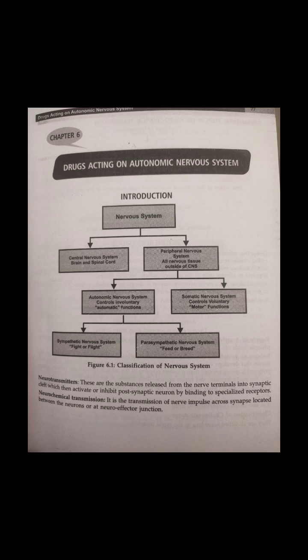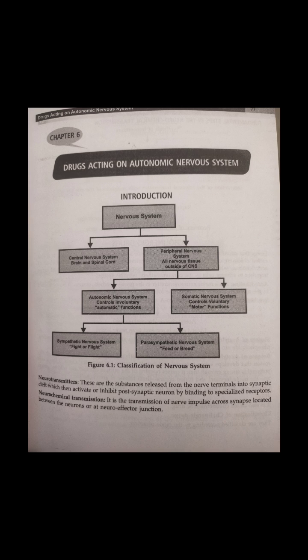What are the therapeutic uses? Glaucoma, myasthenia gravis, and urinary retention. What are its side effects? Its side effects are sweating, salivation, cramps, and micturition. And contraindications of acetylcholine esters are peptic ulcers and asthma.